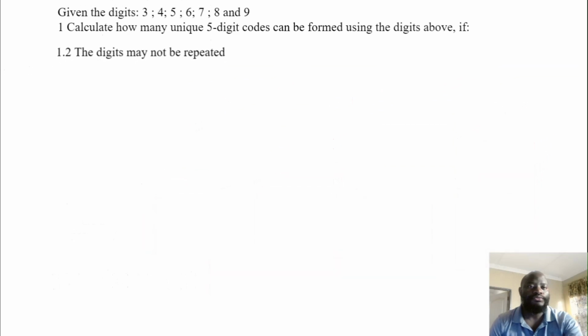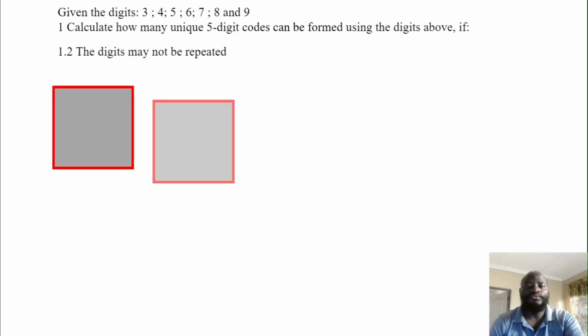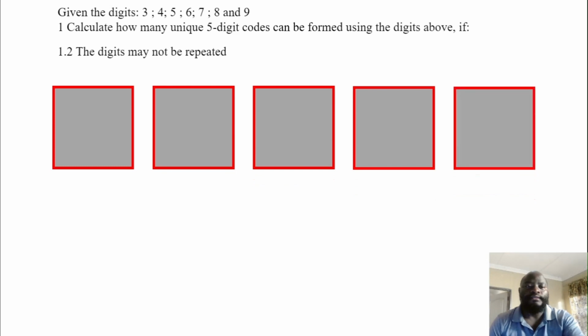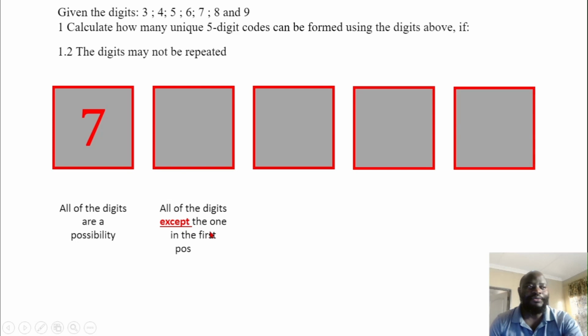Okay, let's see what happens when repetition is not allowed. 1.2, they're saying no repetition allowed. So let's have those placeholders again. And in the first position, since we have not used any of the 7, the first position still has all of the digits allowed to be there. Okay, so we have 7 here.